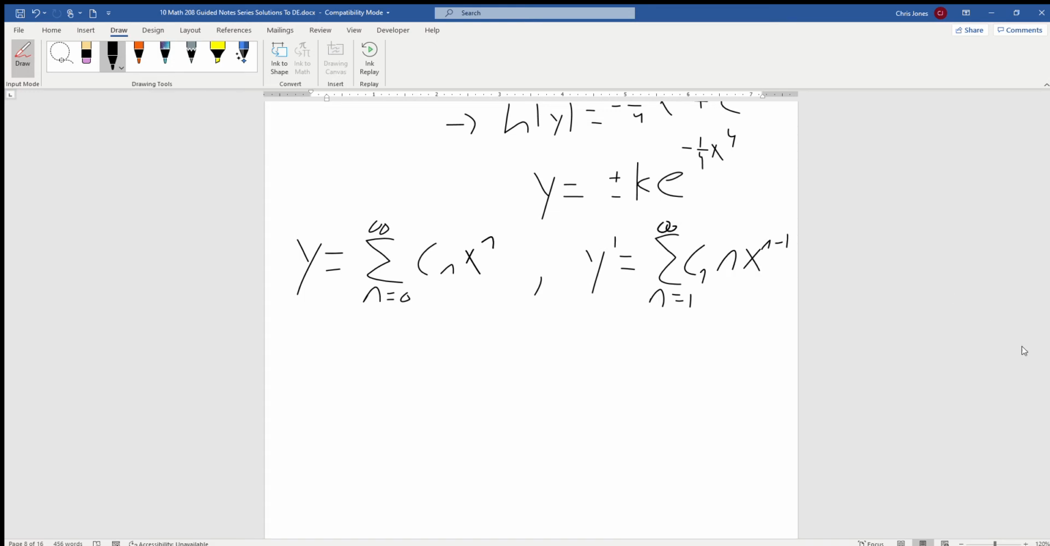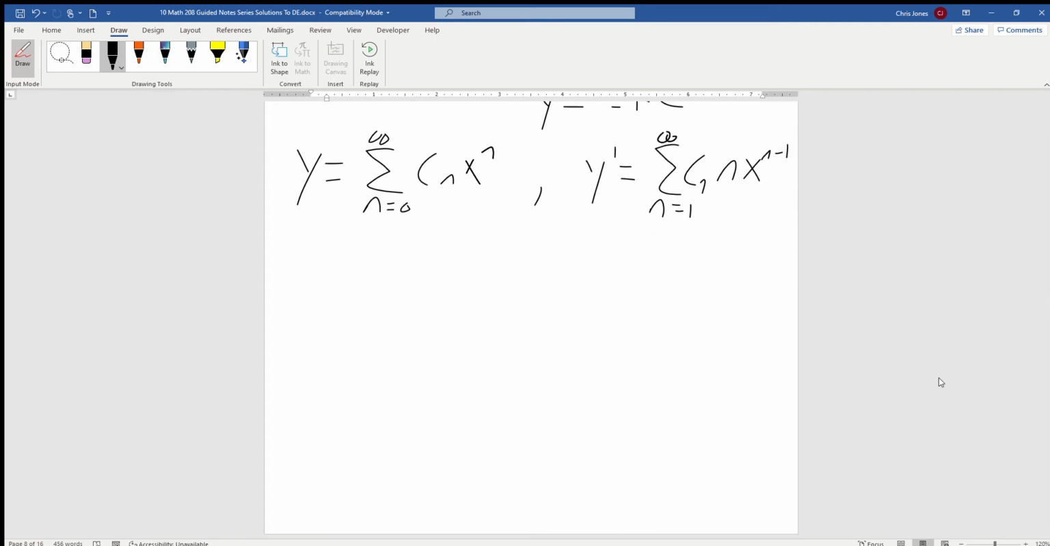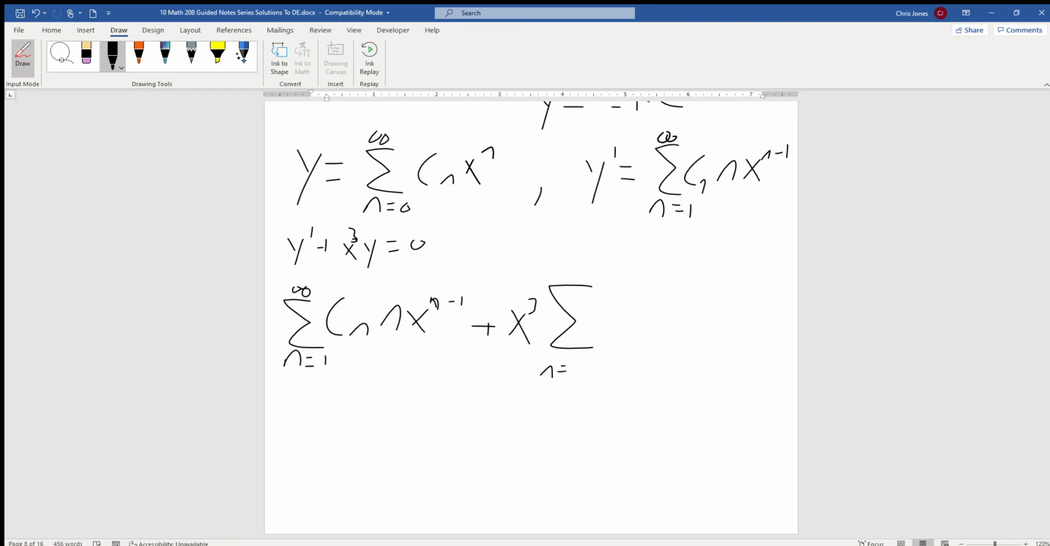And we're going to substitute everything back into the original differential equation, which was y prime plus x cubed y equals 0. And so we know what y prime is. y prime is the series n equals 1 to infinity c sub n n x to the n minus 1 plus x cubed times the series n equals 0 to infinity c sub n x to the n, which is equal to 0.